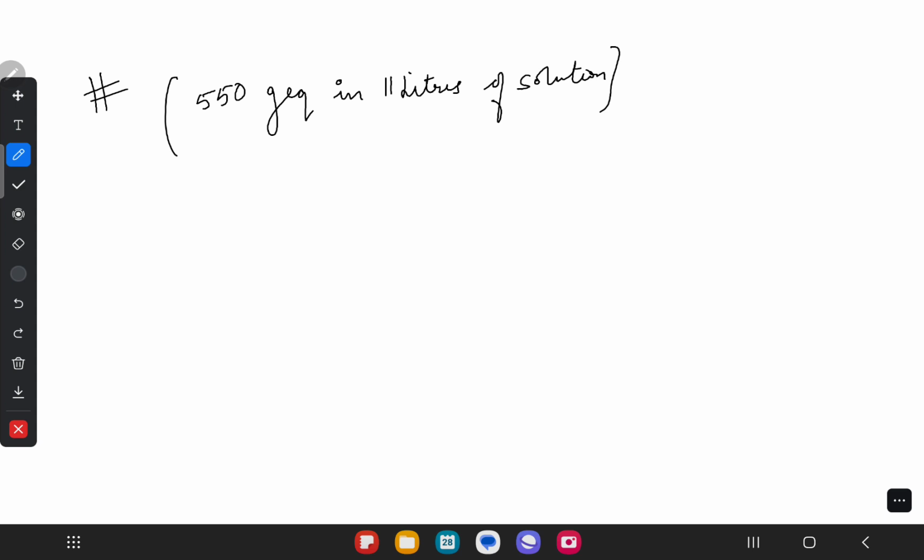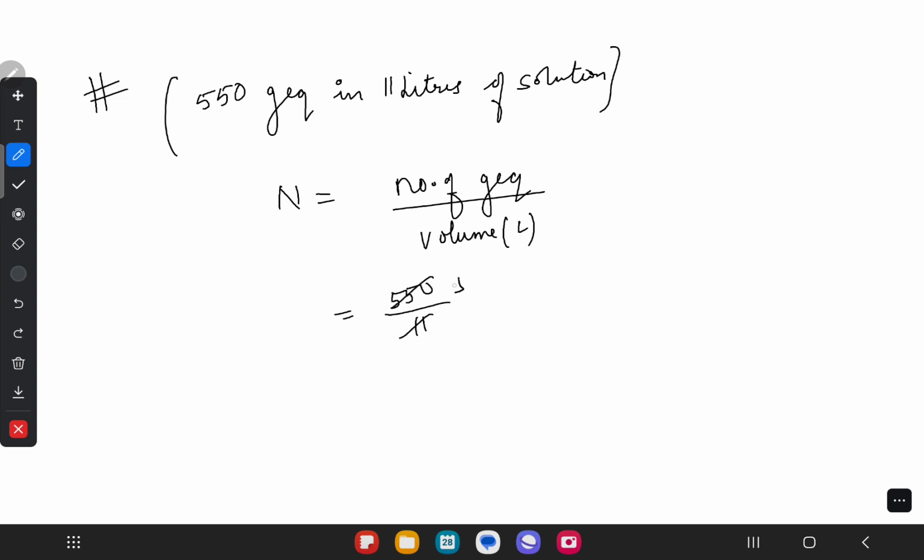50. How? What is normality? Given formula: gram equivalents over total amount of liters, volume. That's 550 divided by 11. So that's going to be 50 gram equivalents per liter.